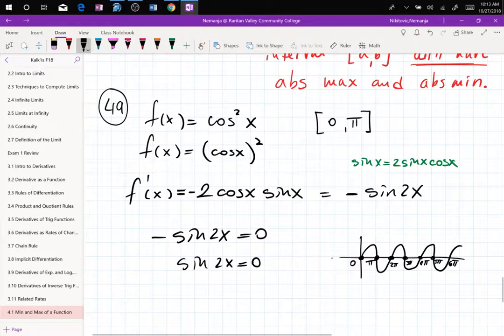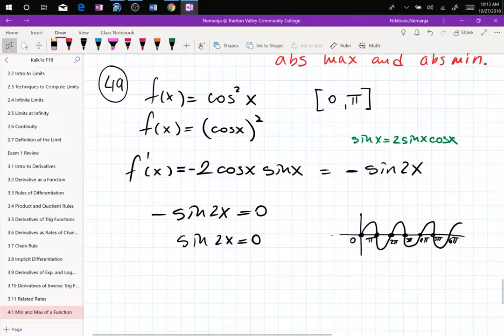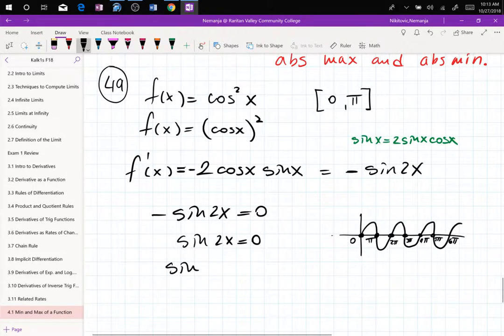So they are happening every pi. So what do I have? I have sine 2x equals to 0 plus n pi, meaning every pi there is this. So what is my x? My x is n pi over 2.